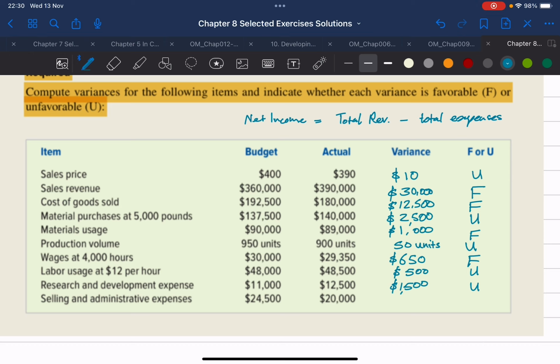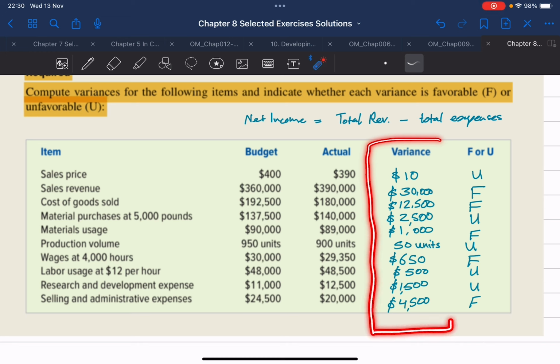Okay. Finally, selling and administrative expenses. The budget was for 24,500. The actual cost, or the actual expense, was $20,000 only. So the actual is less than the budget. That is a favorable variance, and the amount of variance is $4,500. Okay. Another simple question, similar, as I said, to the previous exercise. The only difference is in this one, we are having to also calculate the magnitude of the variance and not just decide if it's a favorable or unfavorable variance.